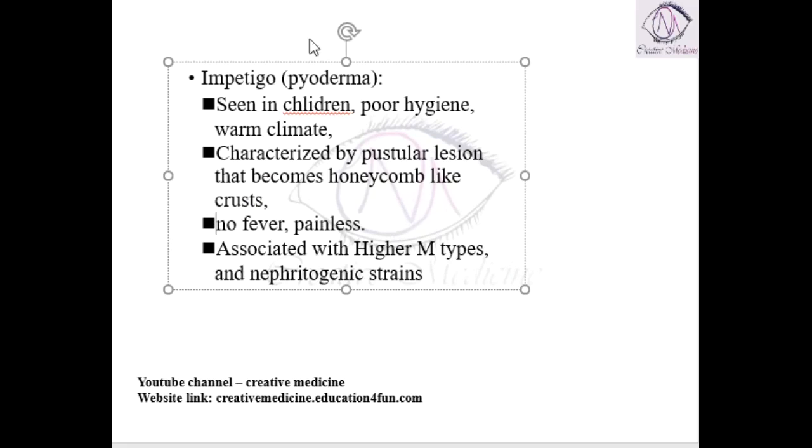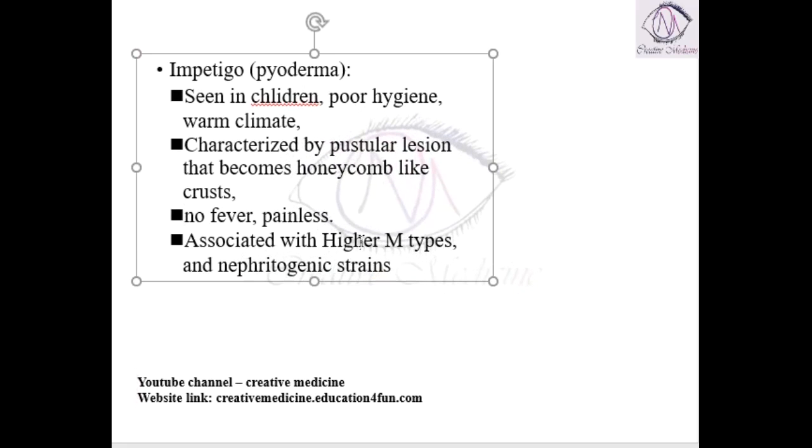So this impetigo, in most of the cases, is associated with higher M types, and nephritogenic strains can cause impetigo in children. This impetigo can be of two types. We have bullous impetigo and non-bullous impetigo. Bullous impetigo is associated with lymphadenopathy, whereas non-bullous impetigo is not associated with lymphadenopathy. So we will learn more about it in dermatology.